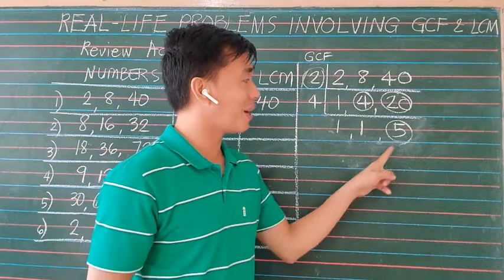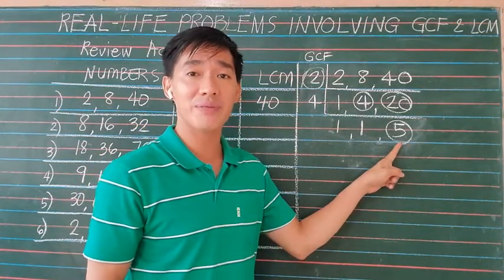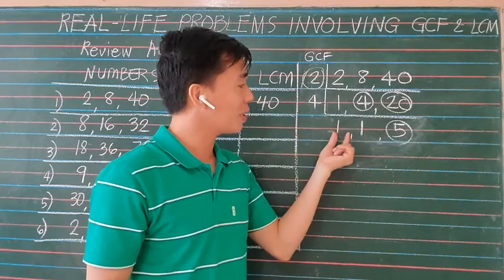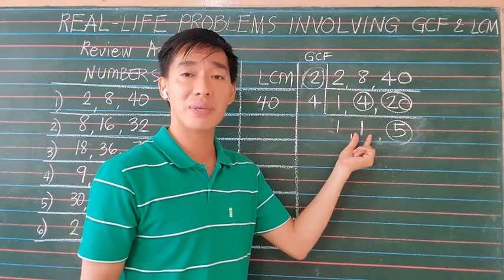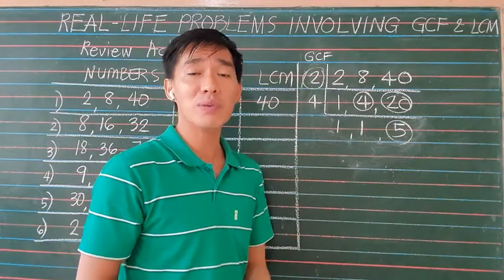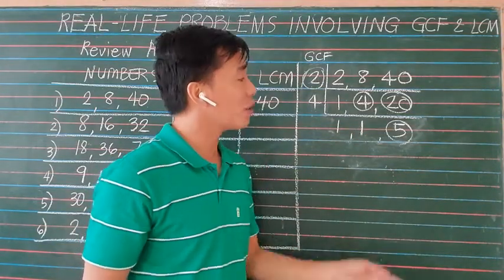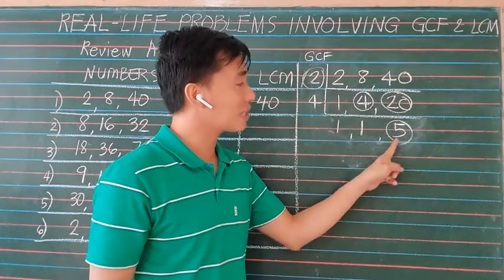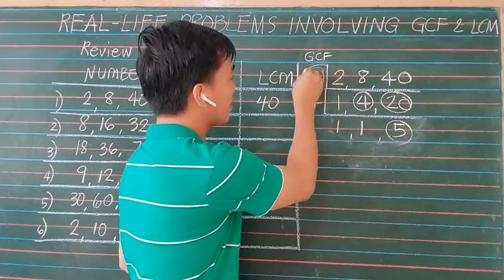How about pag meron ka lang isang number na pwedeng i-divide? For example, iisang 5 lang pwede nating i-divide. This one cannot be divided by 5 and this one cannot be divided by 5. So, what will happen? Will you stop there? If you stop there, you will end up with the same answer. If you stop there, your LCM is here.